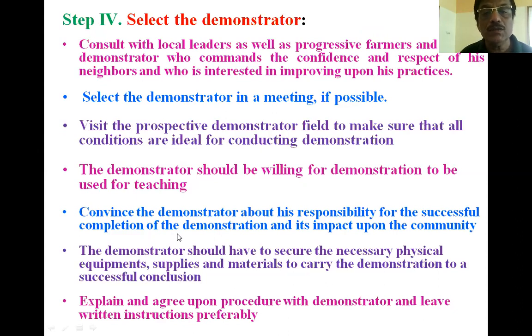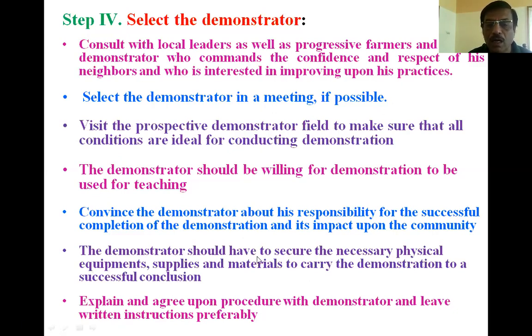So what is his role? Educate the demonstrating farmers about what his role is, and what resources he should spare. Suppose you are conducting the demonstration on an improved variety, and you are giving only the seeds of the improved variety. The other things you should manage: application of the fertilizer, sowing, intercultivation, weeding, spraying. Everything should be done by the farmer with his own resources. So you should make that clear.